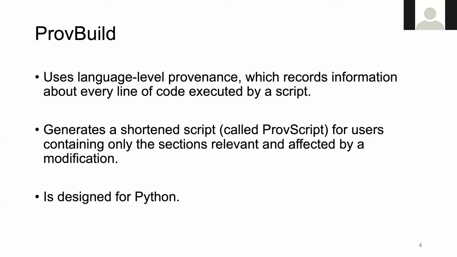In particular, we use language-level provenance, which records the information about every line of code executed by a script, including variable names, values, function definitions, function calls, their parameters, and the relationships between them. We generate a shortened script called ProvScript, which contains only the sections relevant to and affected by a modification. ProvBuild is designed for Python.